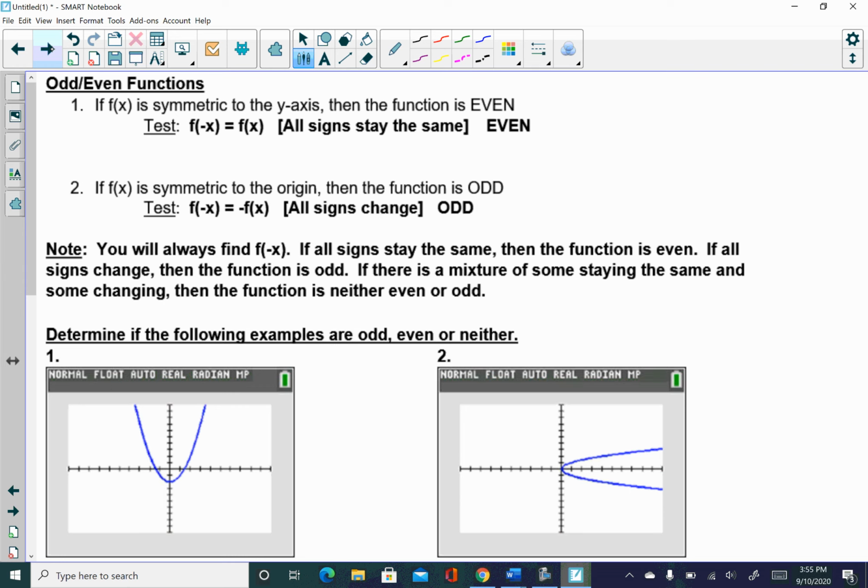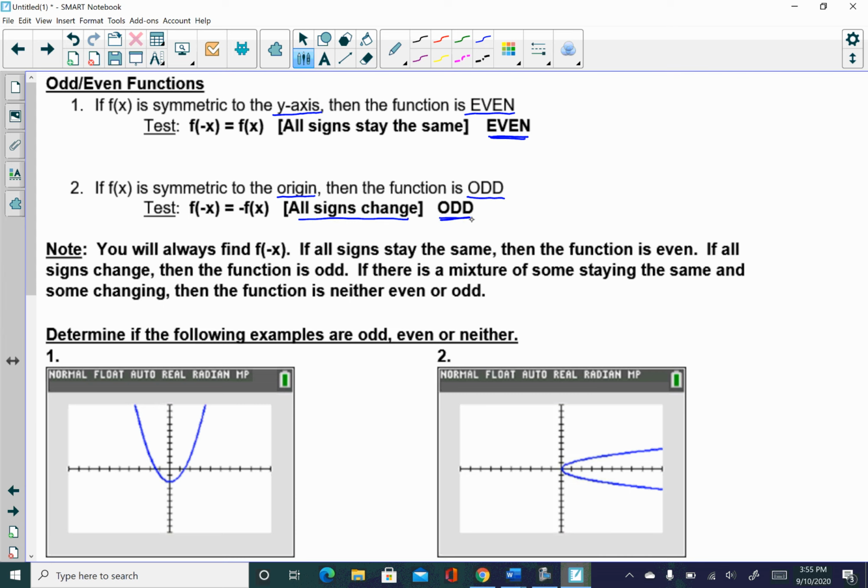There's a slight correlation between symmetry and being odd and even. If your function is symmetric to the y-axis, then it's automatically an even function. The test is if f of negative x equals f of x. So if you plug in negative x to your function and you get the exact same original function, meaning all signs stayed the same, the function's even. If your function was symmetric to the origin, you can automatically say it's odd. I think that one's pretty easy to remember, origin odd. The test here is you still plug in f of negative x, but if you get negative f of x, meaning all of your signs change, then your function is odd.